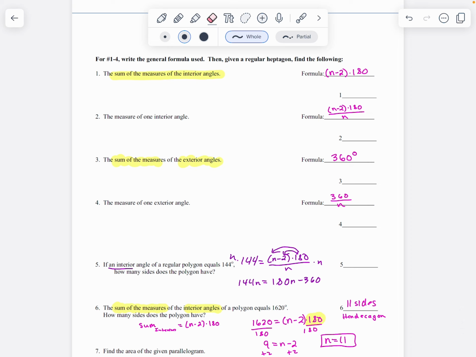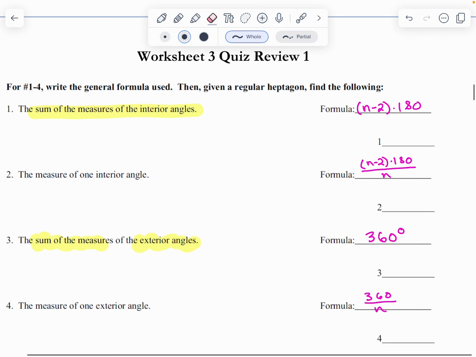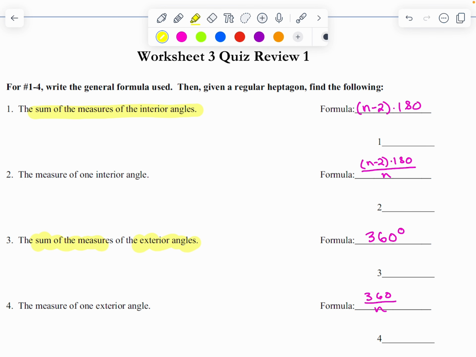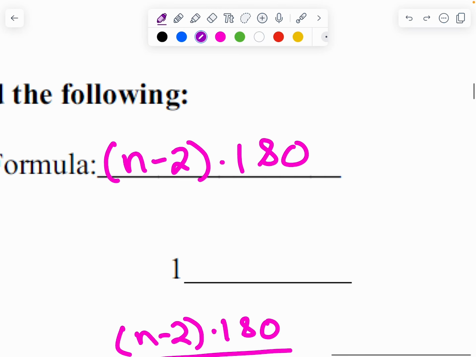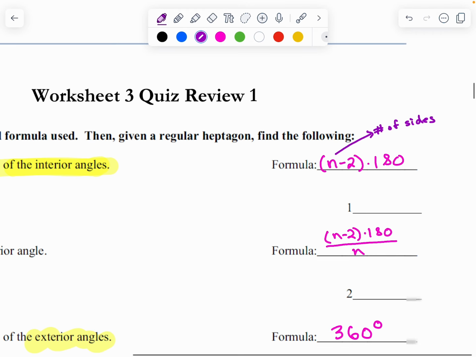So right here, the first thing that I want you to do is, if you haven't already, go ahead and write down these formulas. These formulas are necessary for you guys to be able to do the quiz, right? The sum of the interior angles, so all of the angles, that means all of them, will always be n minus 2 times 180. And remember that n is the number of sides. Every time. Always. It's always going to be the number of sides.